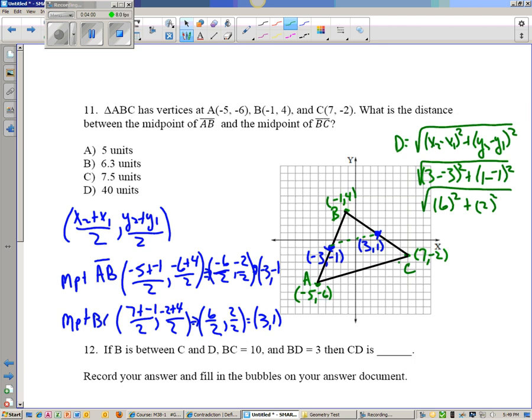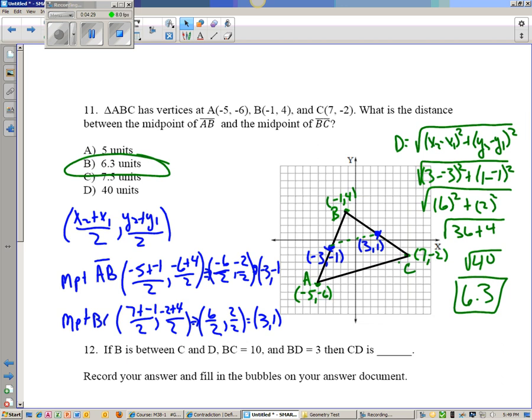All right, take the square root of that. So 6 squared is 36. 2 squared is 4. All righty. If I do that, 36 plus 4, which is 40. Got it. And the square root of 40 is 6.3 if you plug that into your calculator. So the distance is 6.3. A lot of work on that one, guys.